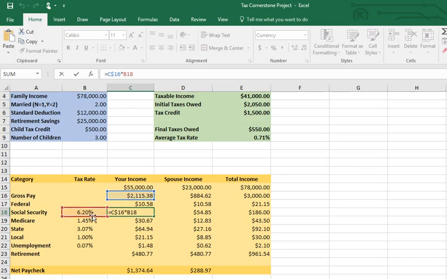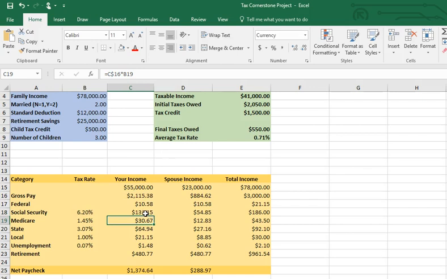Multiply that by your Social Security tax, and that's going to give you your number in here, which is, in this case, $131.15. All right? And then you're just going to do the same thing the rest of the way down. You're going to take this number right here, this C16, and multiply that by your Medicare tax to get this number, multiply by your state taxes to get this number, and so on and so forth it goes.